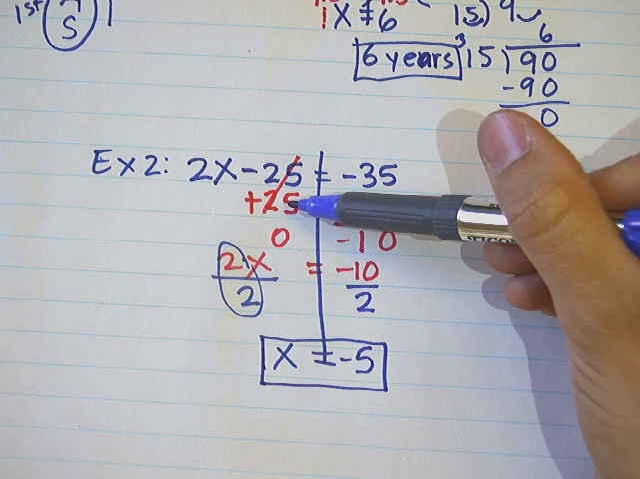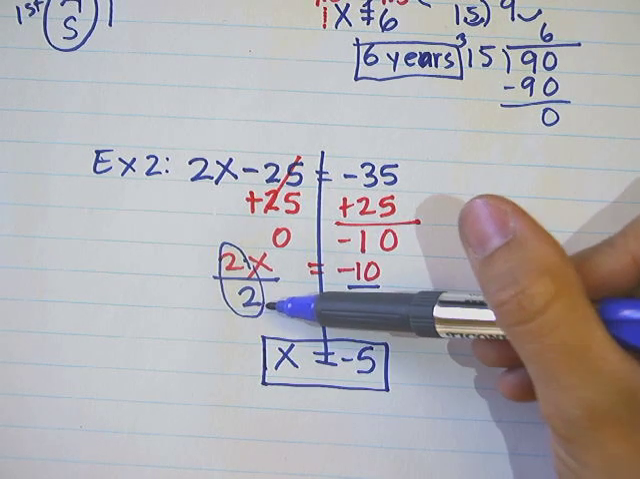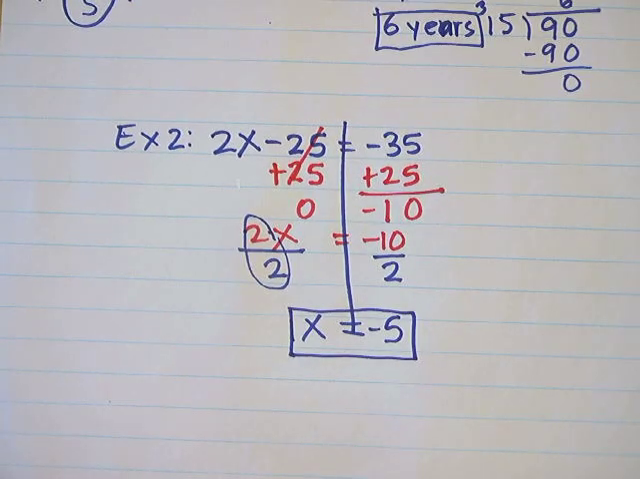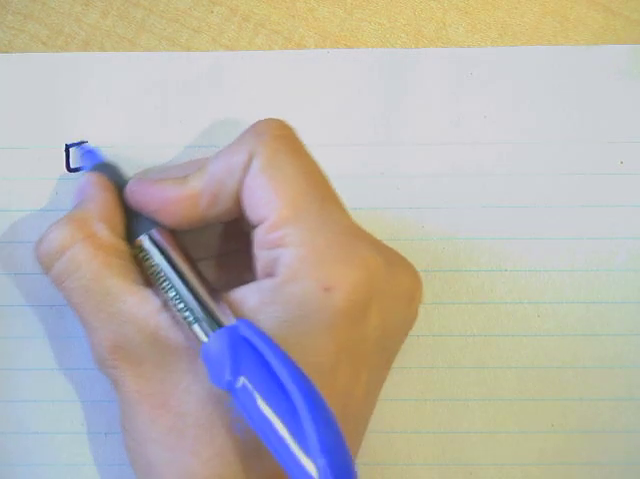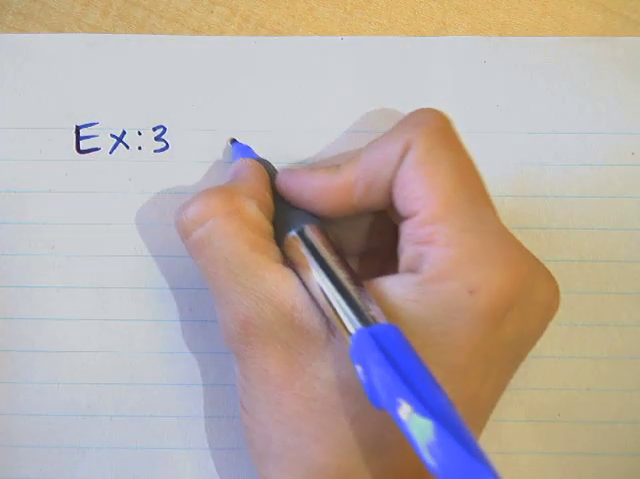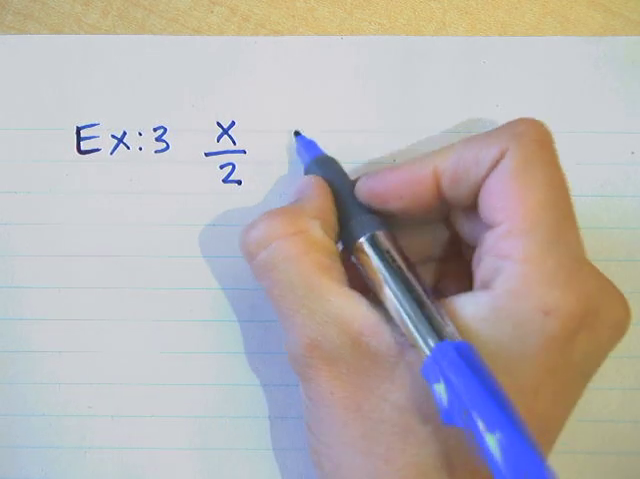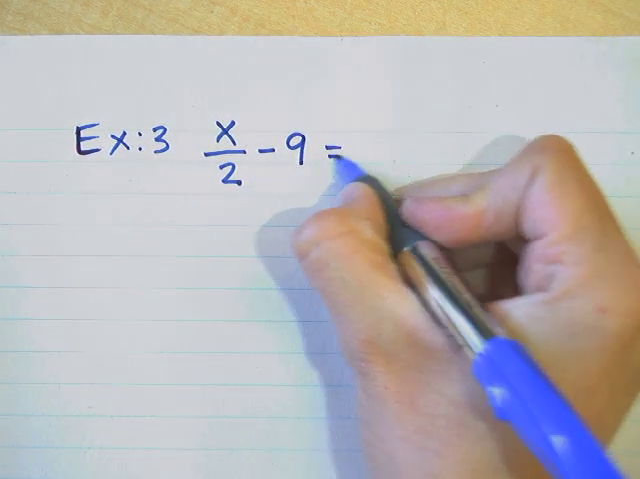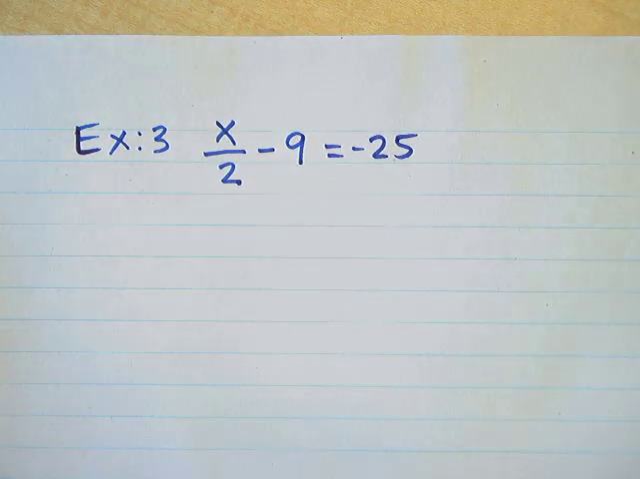Again, the first step was the addition. The second step was the division. Next one. Example 3. And it's x over 2 minus 9 equals negative 25.